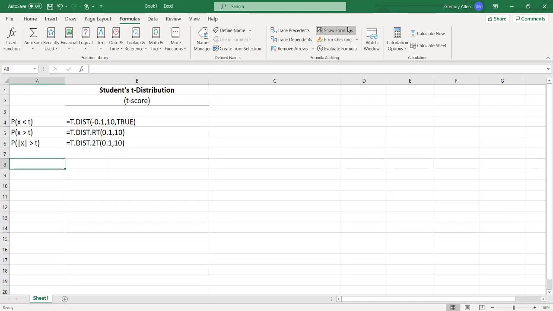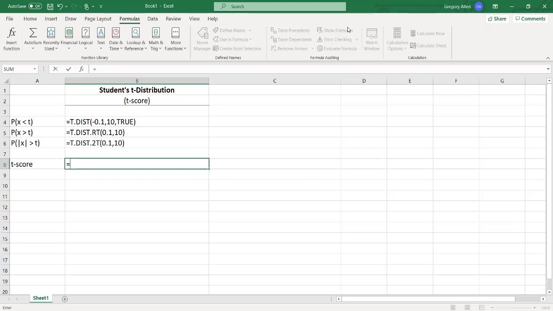Now let's say you need t-scores. You're doing hypothesis tests, for example, and you're trying to find critical values. Well, we can find t-scores here as well. So let's say t-score. And we're going to do this the same way we found z-scores. Remember, to find probabilities, it's T.DIST for distribution. And for t-scores, it's going to be T.INV, for inverse.